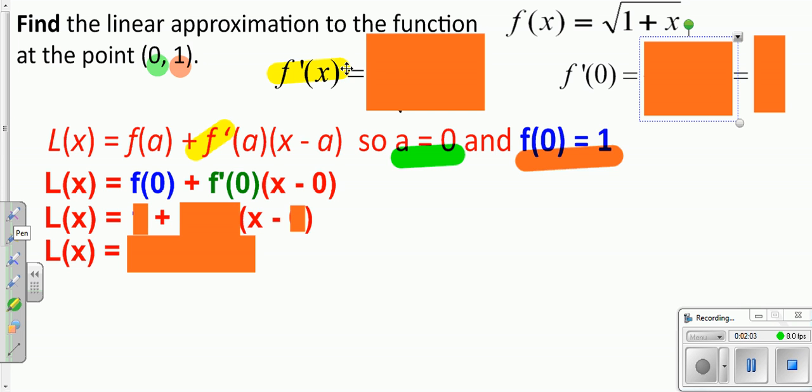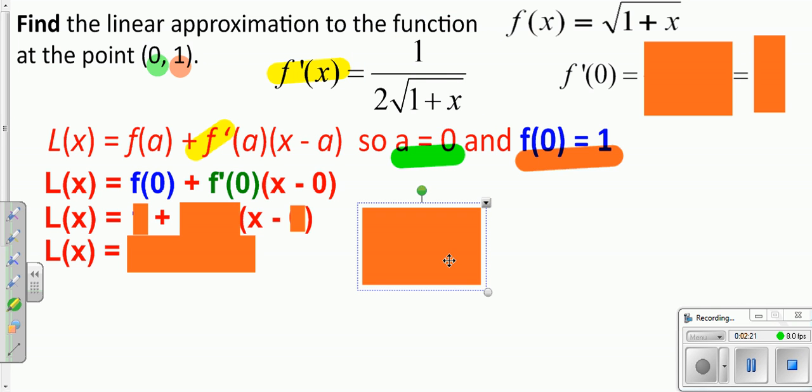So we have to do our derivative. Now remember that this is just to the 1/2 power. So you put the 1/2 in front, decrease your exponent by 1 to the negative 1/2, and multiply it by the derivative of the inside, which is 1. In other words, we end up just getting this right here.